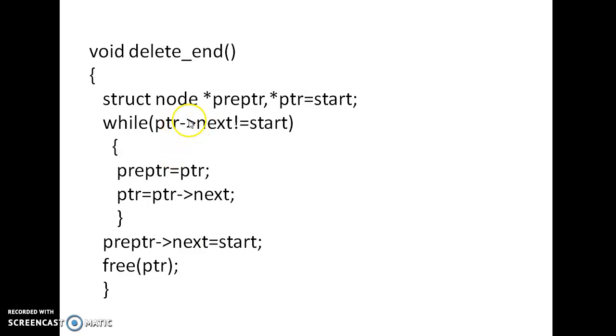So see here, the pre-PTR and the PTR both will be pointing to the start only, while PTR of next is not equivalent to the start, pre-PTR equals PTR, PTR equals PTR of next. Once we have gone to the last one, pre-PTR of next will be pointing to the start, and we are removing this particular last node.